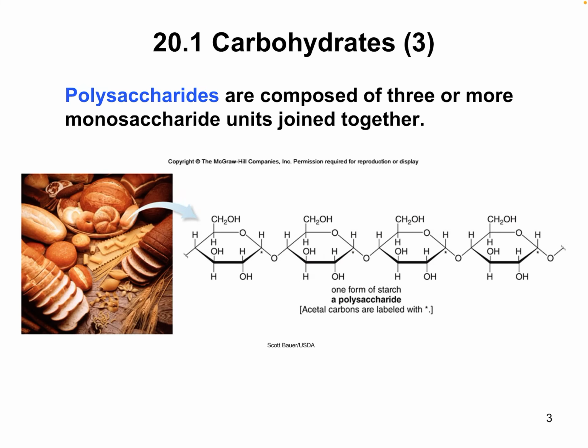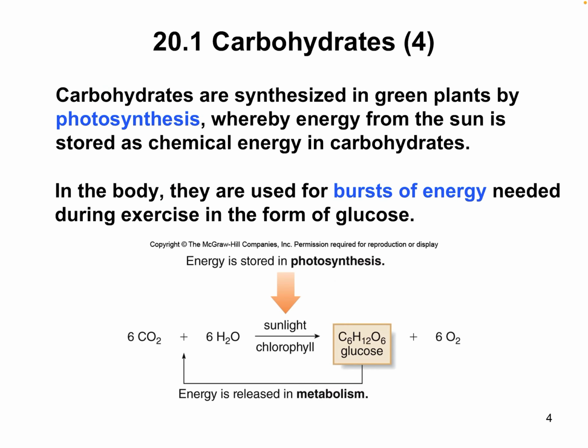And then polysaccharides, even bigger, all right? You can see here that we have starch, which is one kind of polysaccharide. There are bunches of them. So 3 or more monosaccharides together makes a polysaccharide.